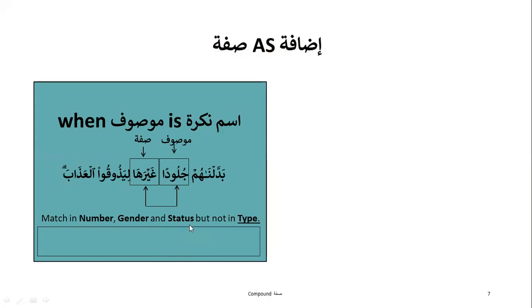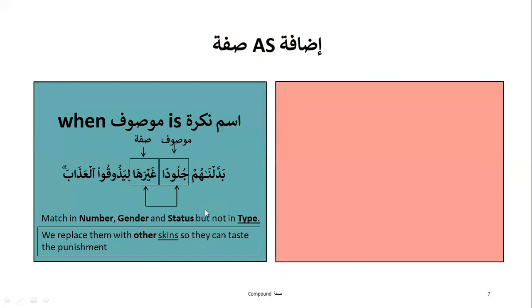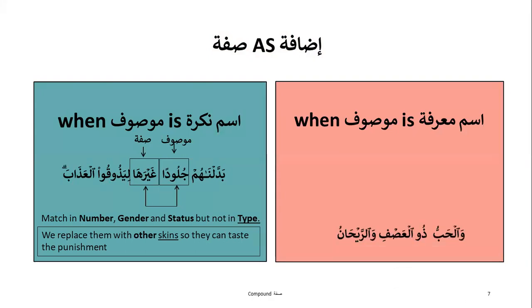Now let's look at the translation. We replace them with other skins so they can taste the punishment. So you can see that skins, 1F, 1F, and it is also, what do you call it? The status is nasab and nasab, but only the type is differing over here. Let's look at the other example. When your mawsuf is a marifa, when it is proper ism. This is another example from Quran.